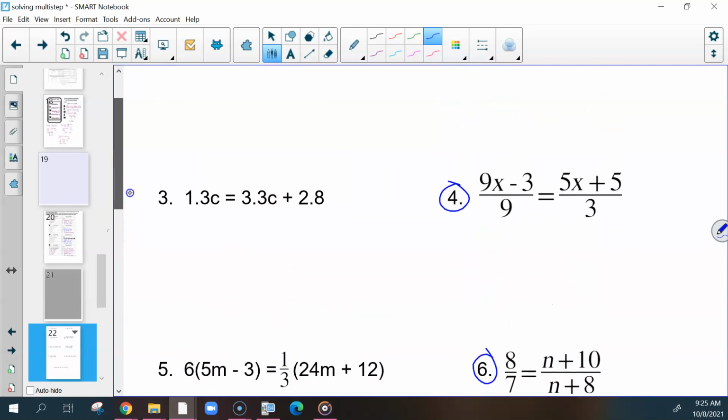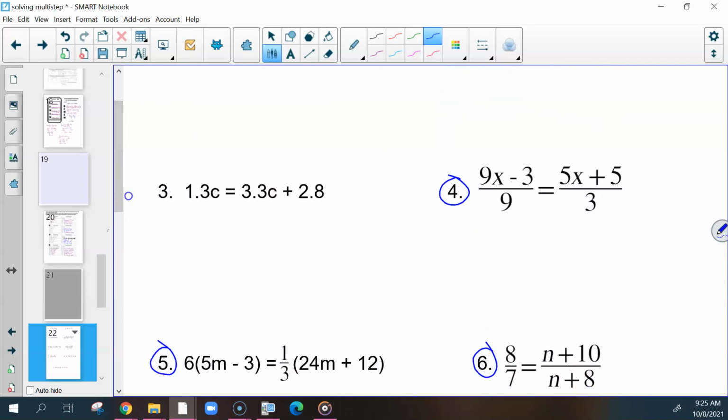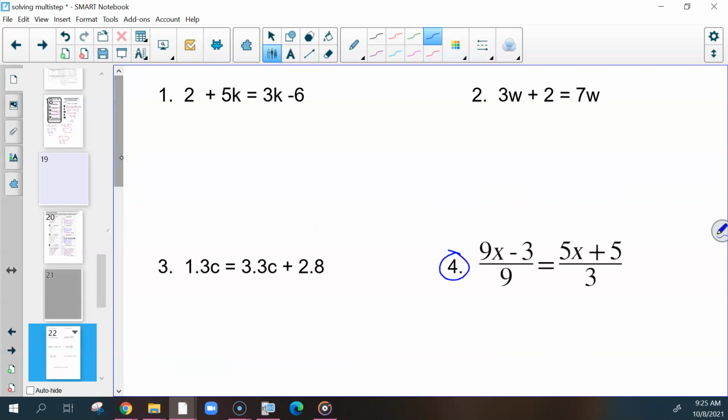I just hate fractions. The first thing that I actually failed in was fractions.